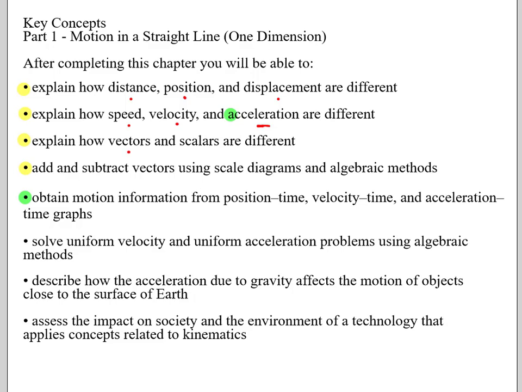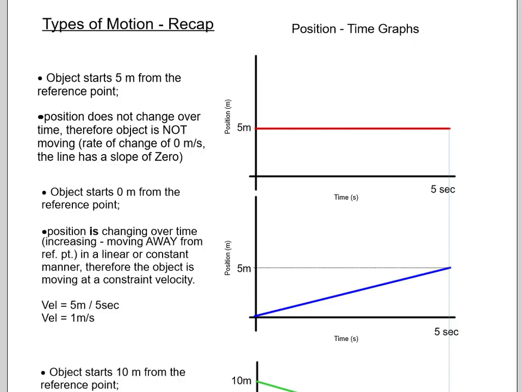We've talked about the difference between vectors and scalars, about adding, subtracting vectors a little bit, and we're going to focus a little bit more on our motion information from position time, velocity time, and then eventually acceleration time graphs. So we got a busy day. So quick recap of types of motion.